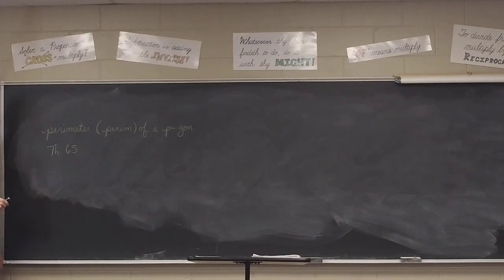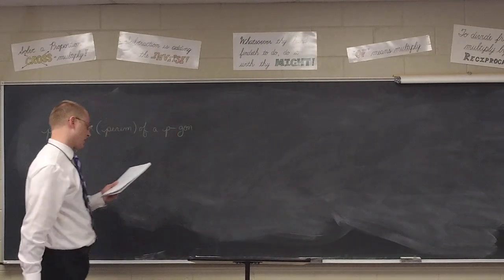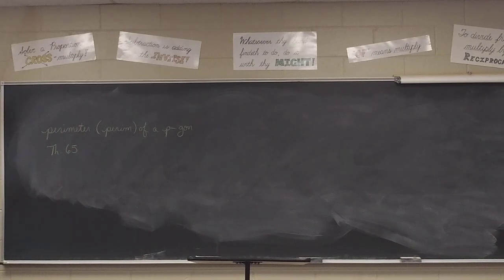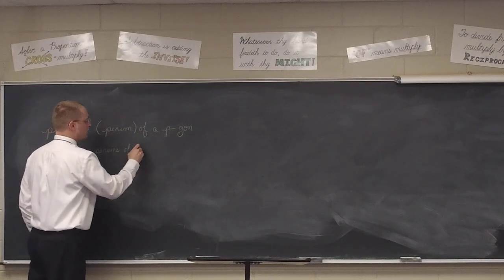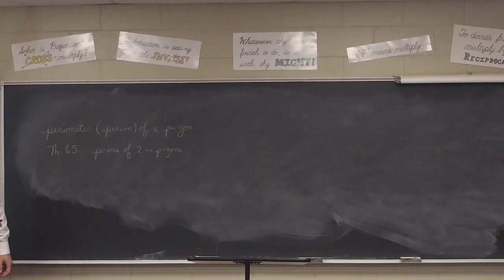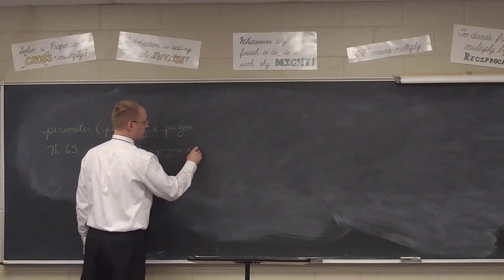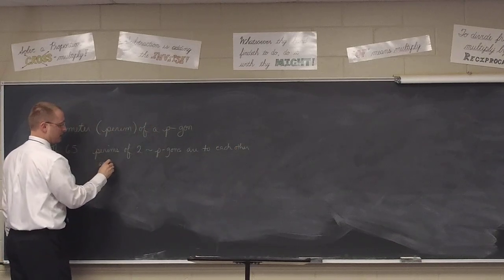Theorem 65, down in the Theorems Corollaries section of your notebook. We're going to talk through the proof, but won't do the proof for the sake of time. Theorem 65 says this: the perimeters of 2 similar polygons are to each other as the ratio of any 2 corresponding sides.